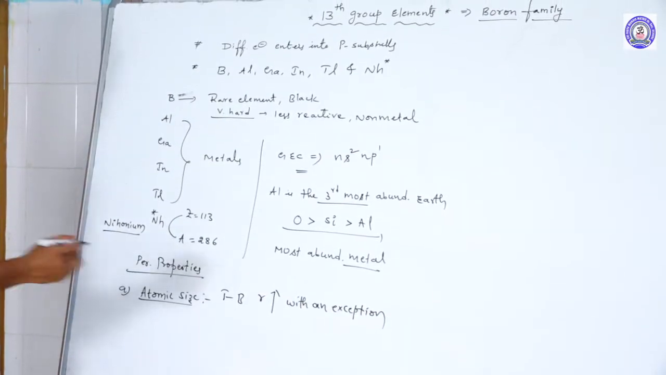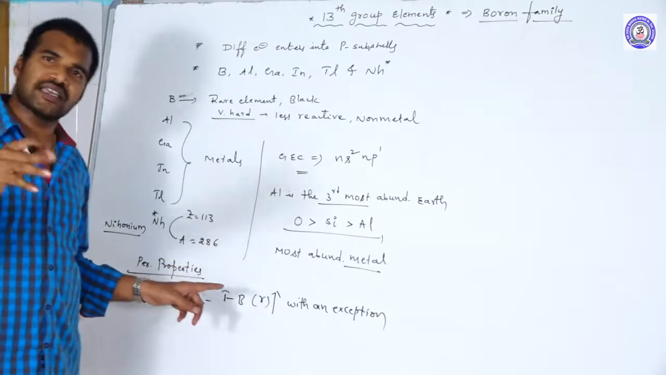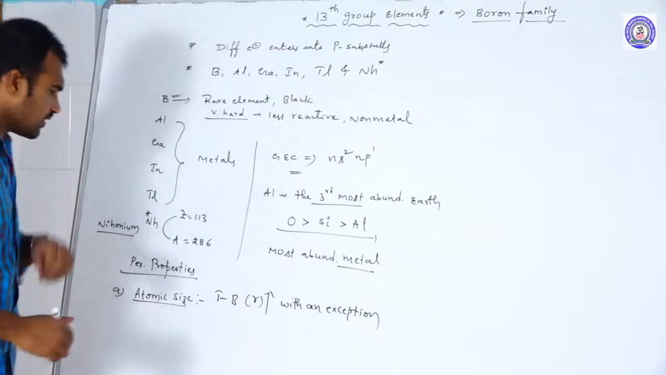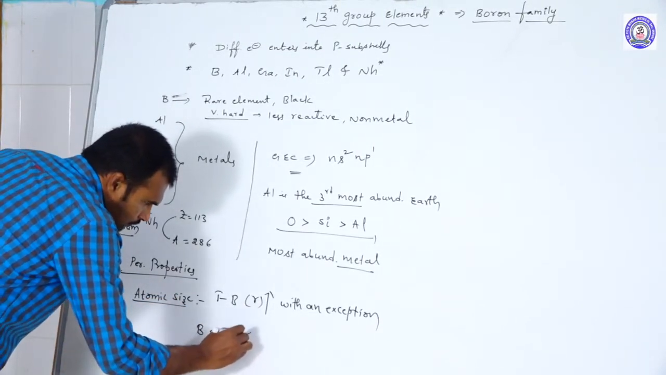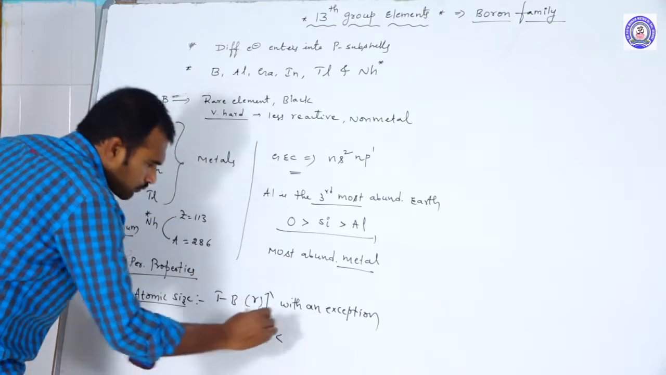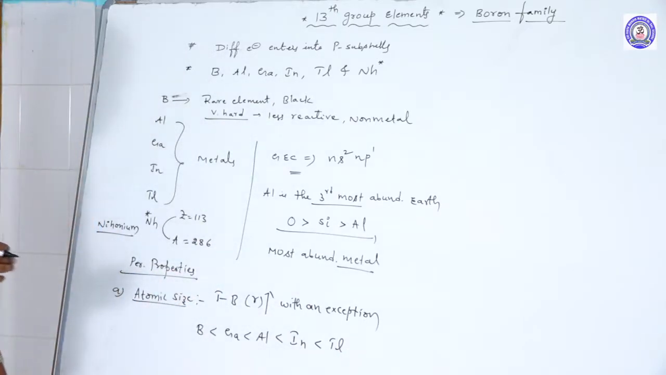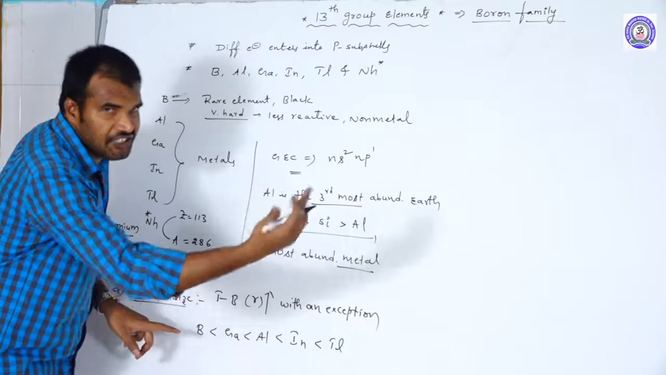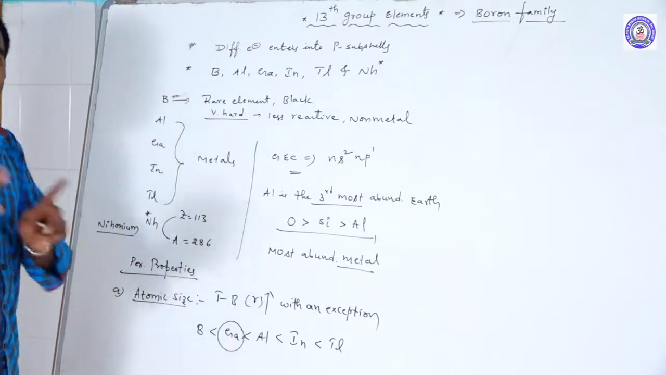What is that exception? Generally in any group, when you go from top to bottom, the size increases, radius increases, but here there was an exception. The actual order is boron, gallium, aluminium, indium, thallium. The expected order is boron, aluminium, gallium, indium, thallium. But gallium is exceptionally small in size than aluminium.